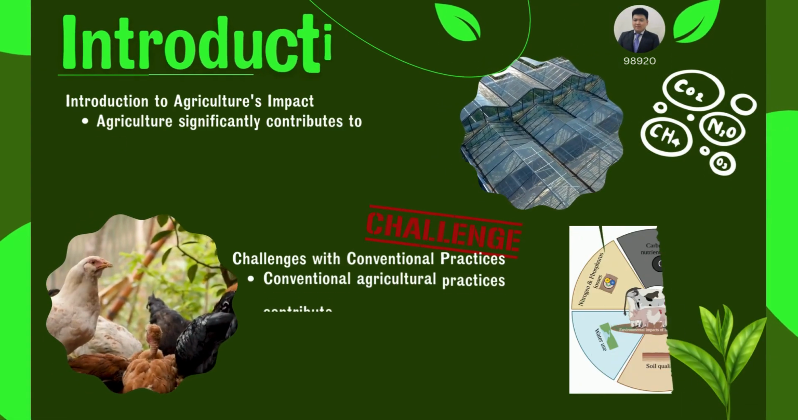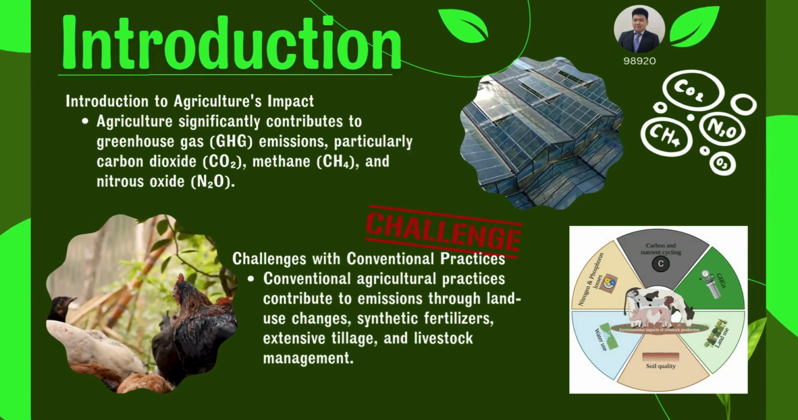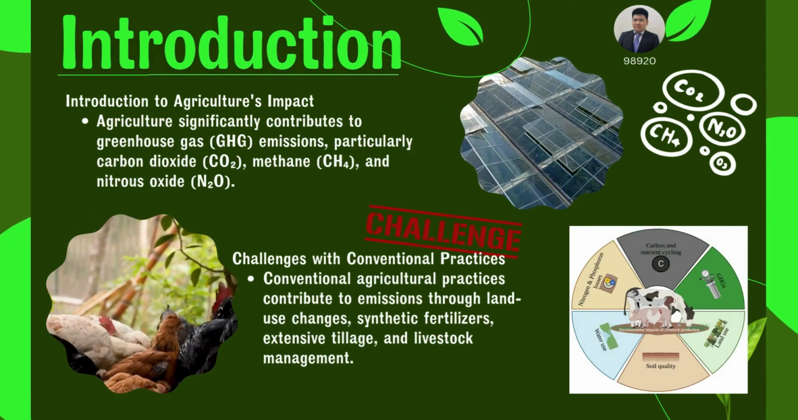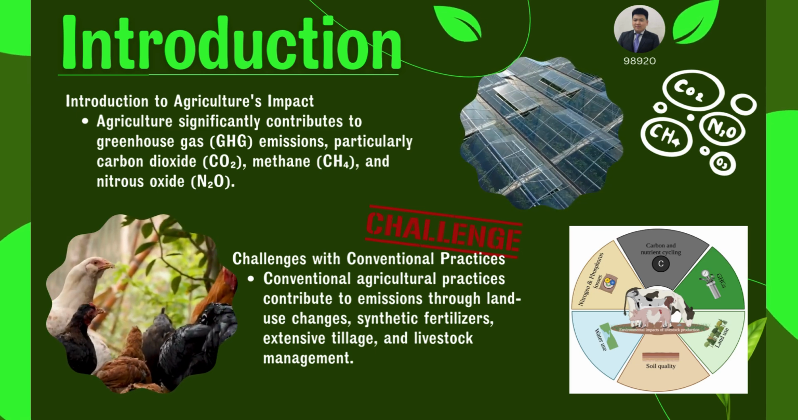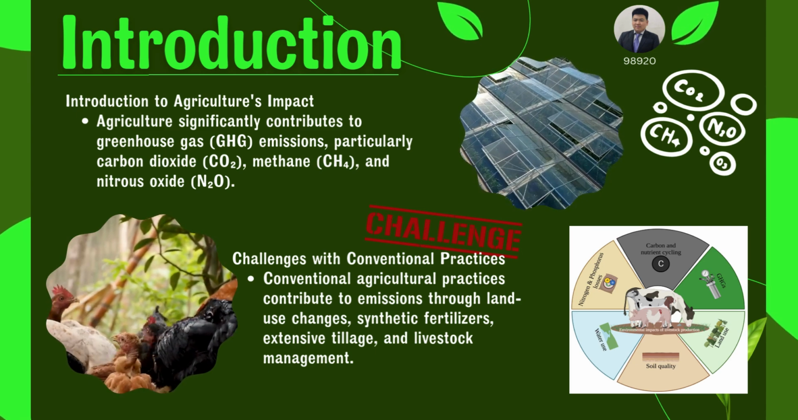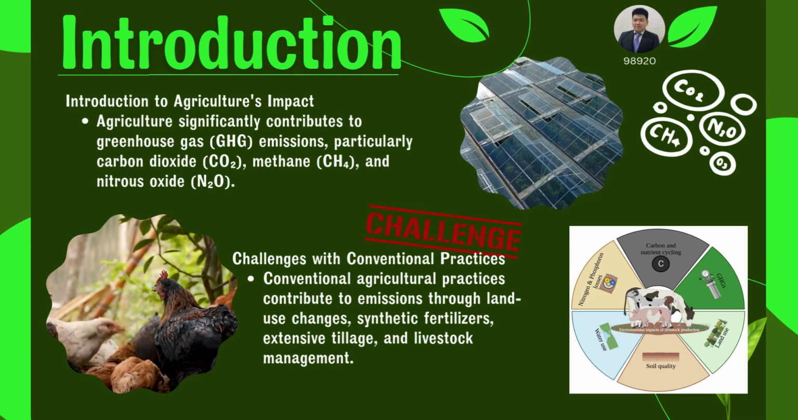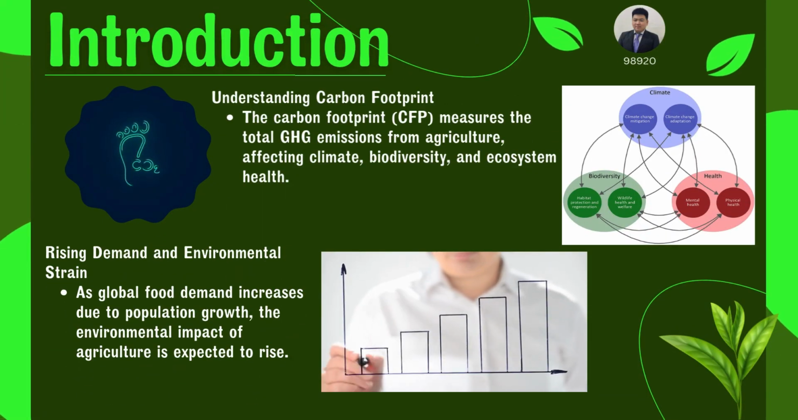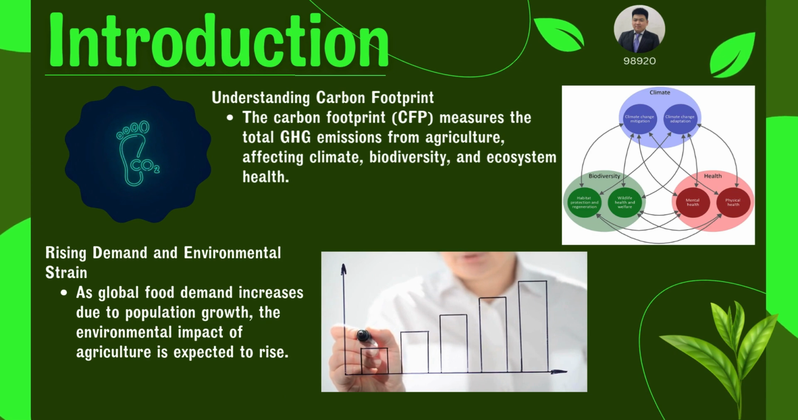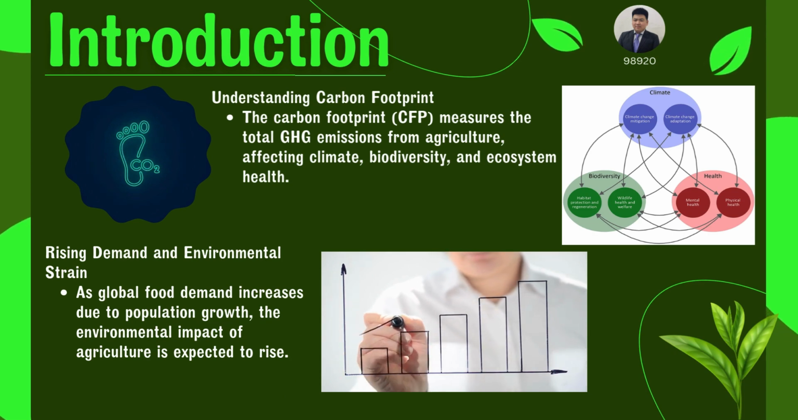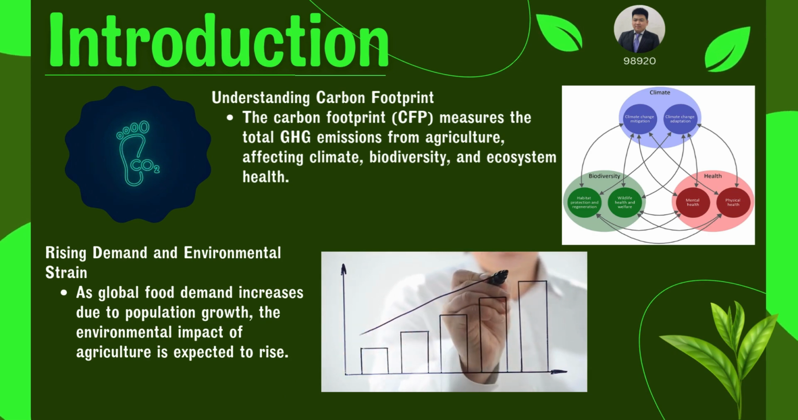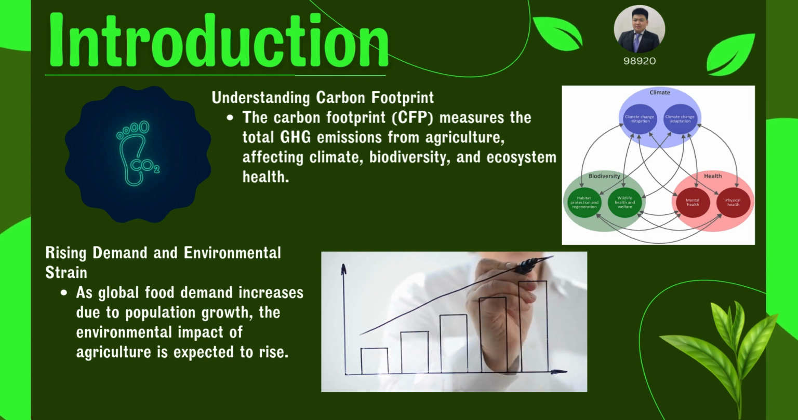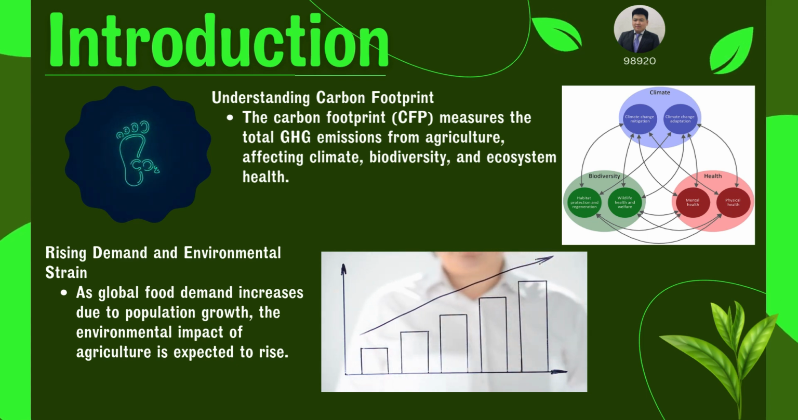Agriculture is a significant contributor to climate change mainly through greenhouse gas emissions, including carbon dioxide, methane, and nitrous oxide. Conventional practices like synthetic fertilizer, land use change, and livestock management are major sources of the emissions, impacting biodiversity and ecosystem health. The carbon footprint of agriculture measures total emissions from farm to market, impacting our climate, biodiversity, and ecosystem health.